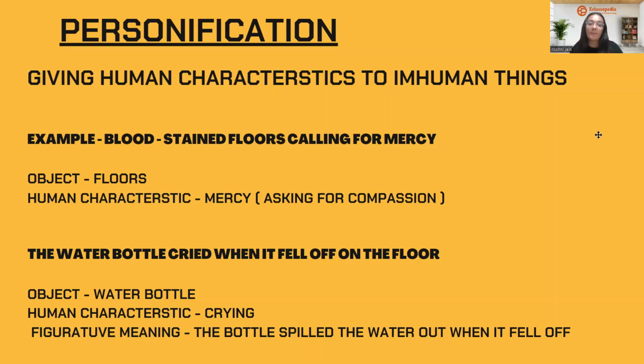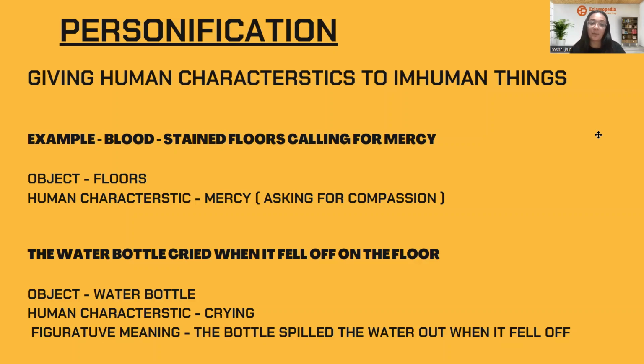Here, the object is floors, and the human characteristic that I have given to this object is mercy. The floors were calling for compassion. Here it means that the souls that were taking their last breath were asking for compassion because there was still some hope left in their mind and they wanted to be alive.